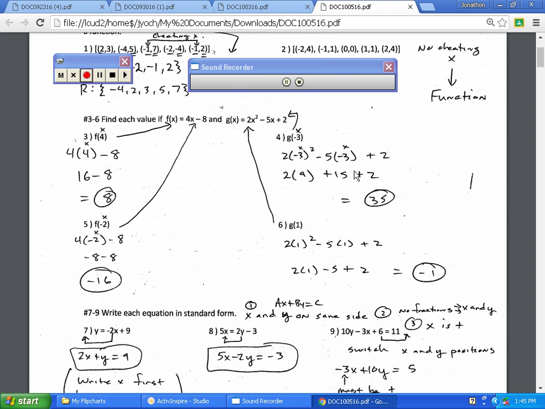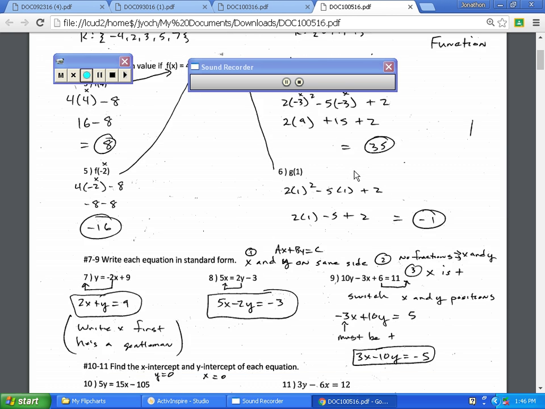Alright, moving on, guys. On 3 and 5, you're going to plug 4 and then -2 into 4x minus 8. Alright, this is the Glade special. Plug it in, plug it in. You're going to plug -3 and then 1 in for x in 4 and 6. Alright, be careful. You got a square there.